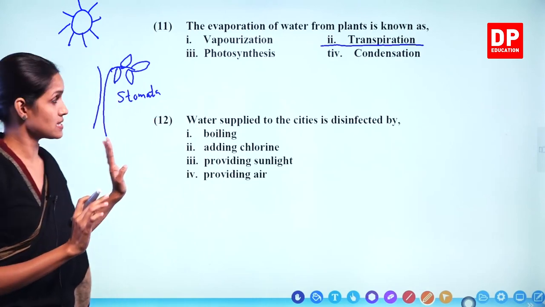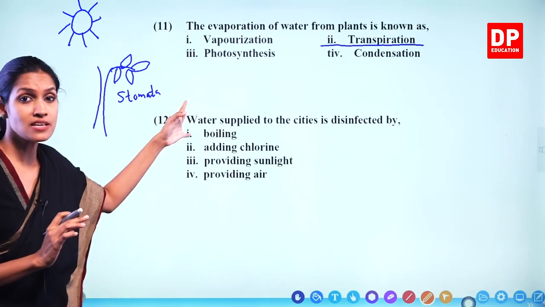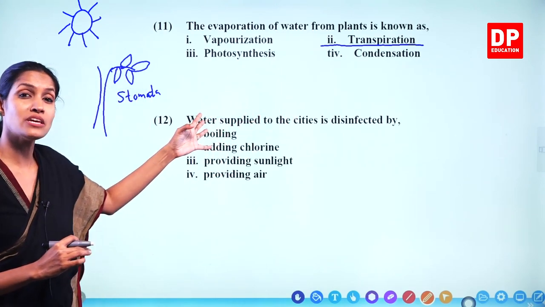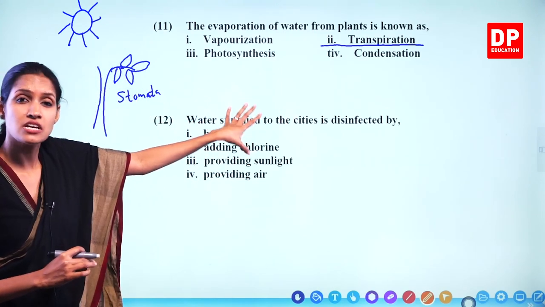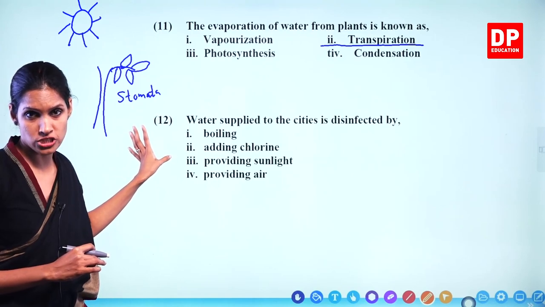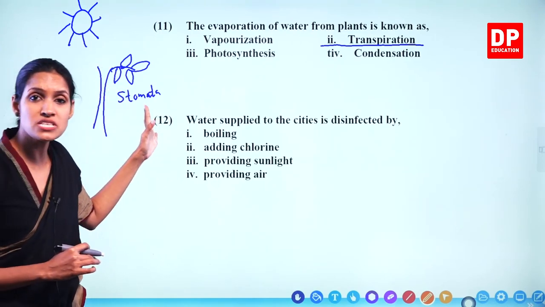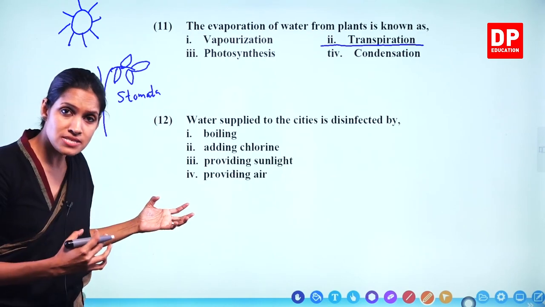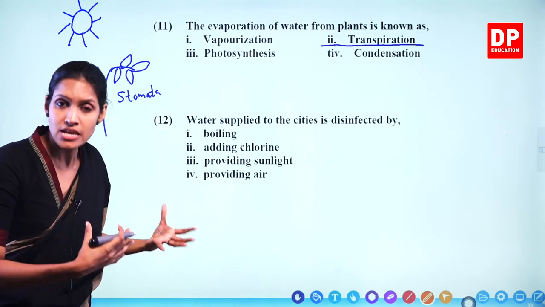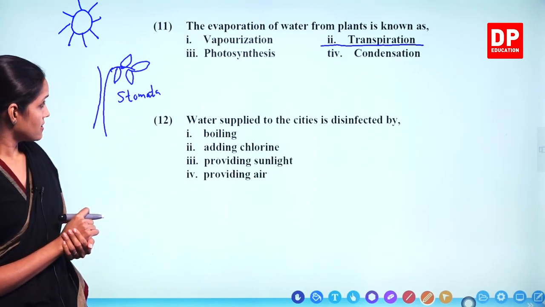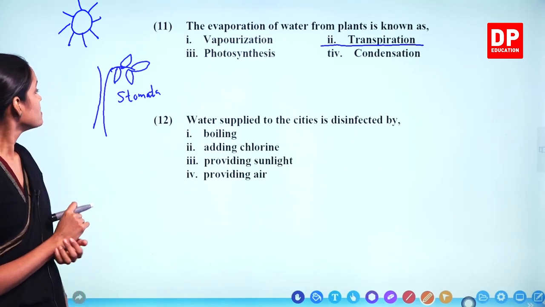Vaporization is not the answer. What is photosynthesis? That is production of food. And condensation? Condensation means water vapor turns into liquid water. So transpiration is the process where water loss takes place from the plant in the form of water vapor. Understand? Right. Next one.